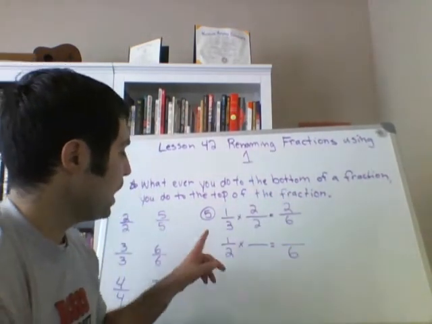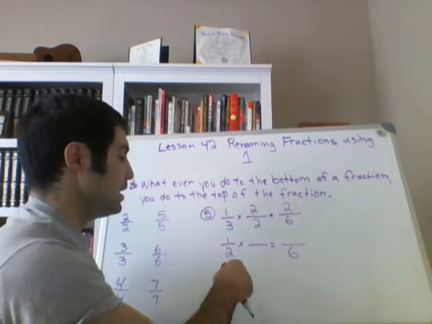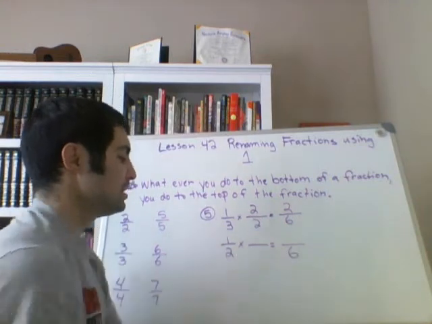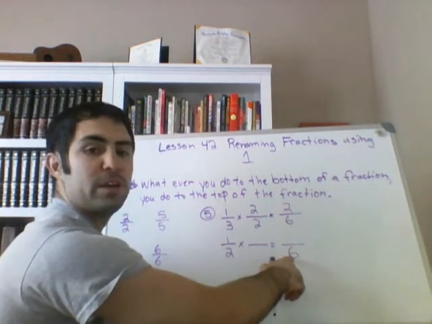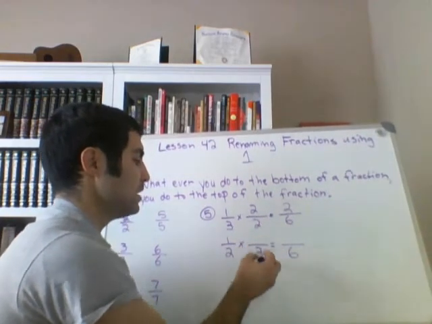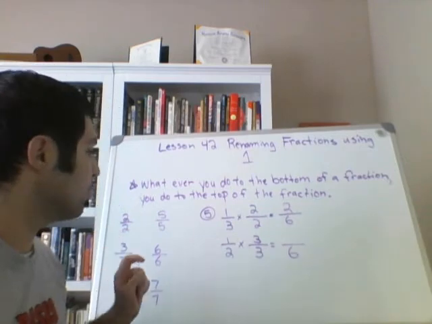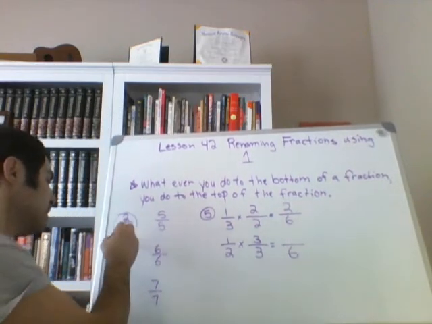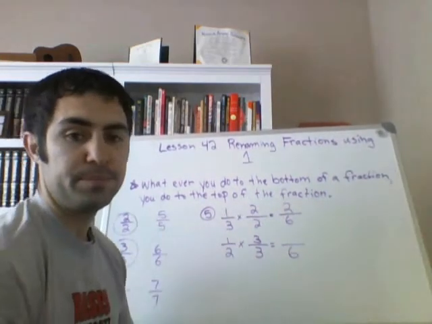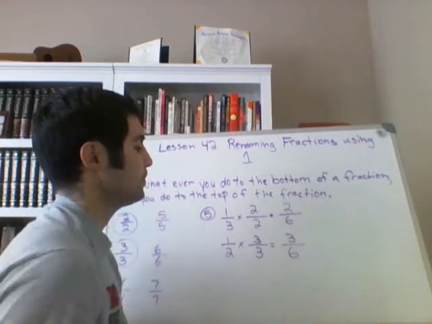2/6. Now 1/2. What is a fraction that we can multiply 1/2 by to get 6 in the denominator? Or you can ask yourself, what is 6 divided by 2? 6 divided by 2 is 3. Okay, so we're going to use 3/3 because we always want to use a fraction that is equivalent to 1. So we use 2/2 and 3/3. So 2 times 3 is 6, 1 times 3 is 3.